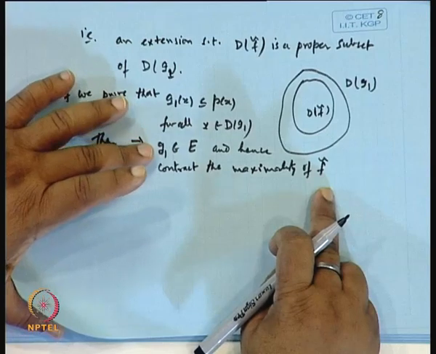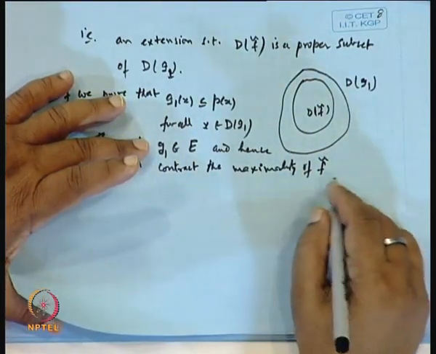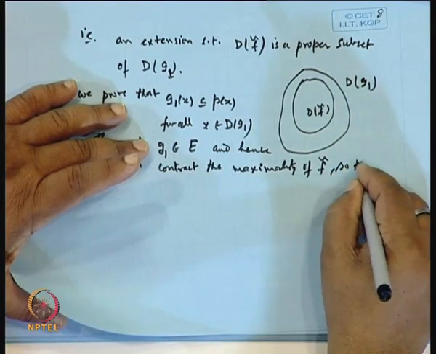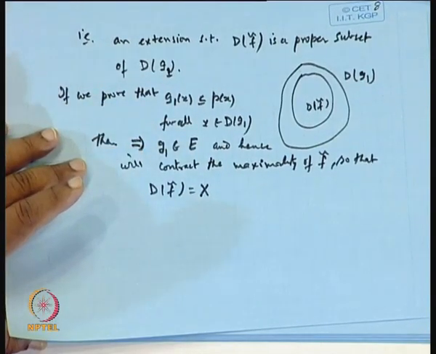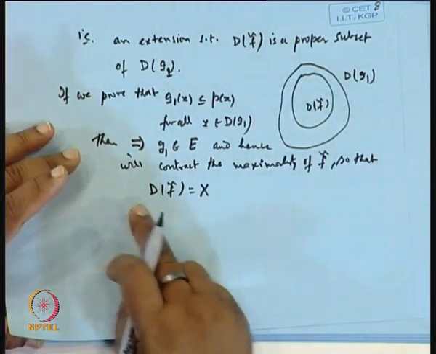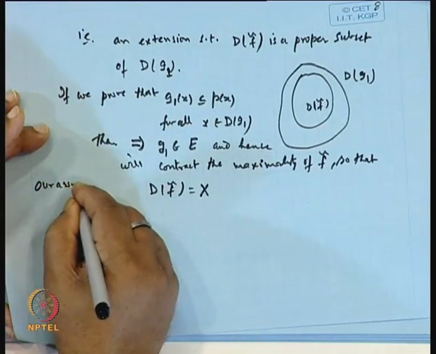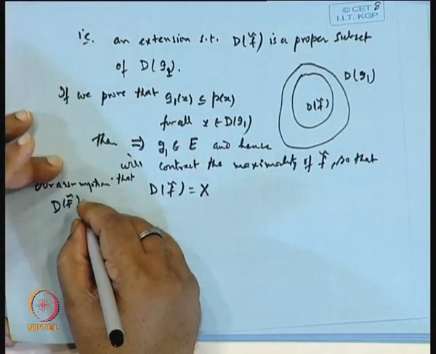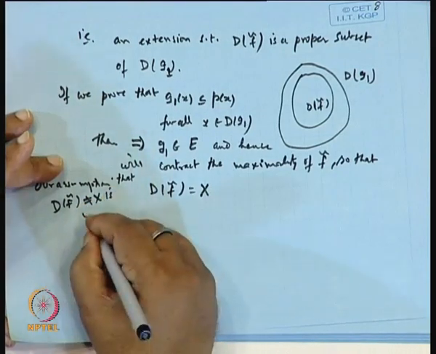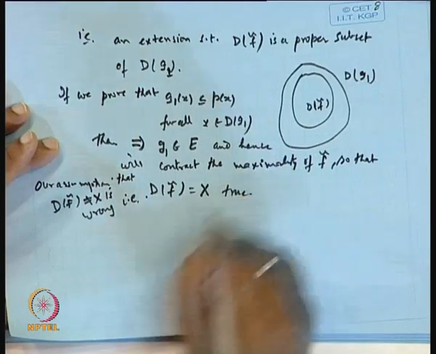So this contradiction is reached because of our wrong assumption that the domain of F delta is different from X, which contradicts the maximality of F delta. So the domain of F delta is equal to X, and that is what we wanted to show. So our assumption that the domain of F delta is a proper subset of X, not equal to X, is wrong. That is, the domain of F delta will be equal to X, hence F delta is a functional defined on the entire X.